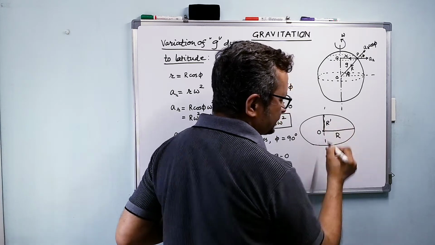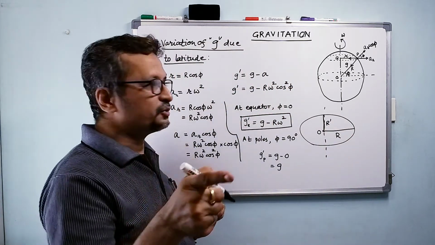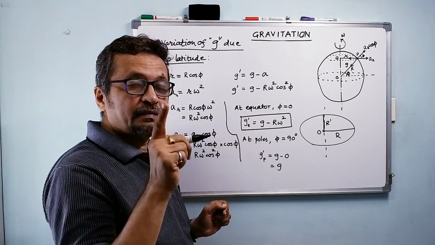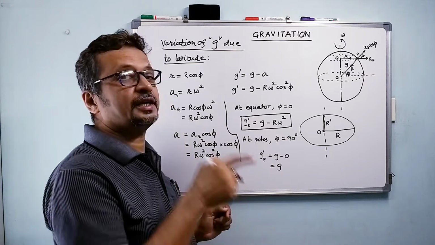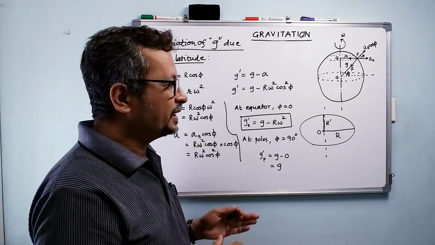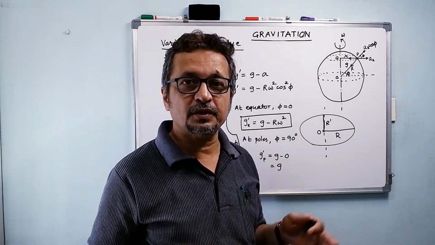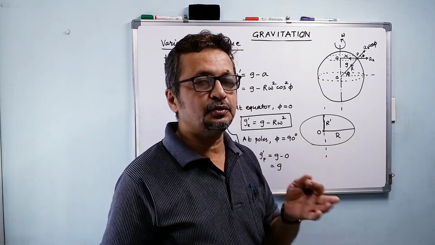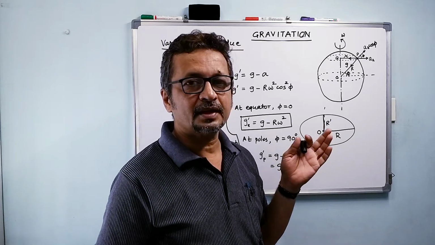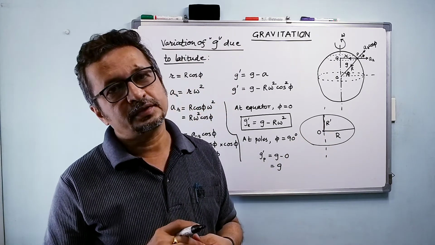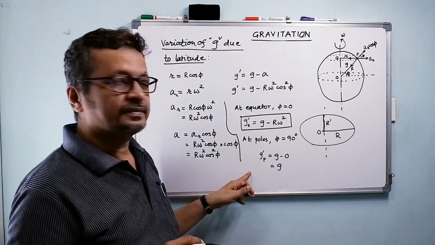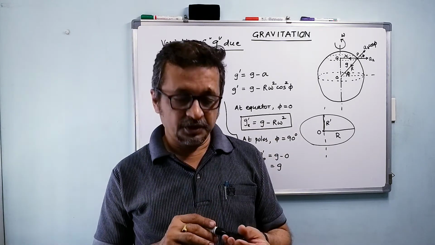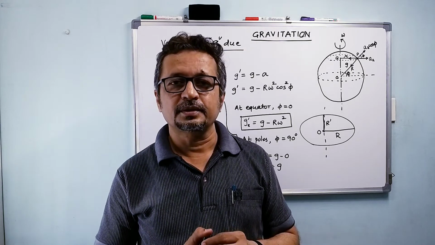Now if this is my center, then obviously this distance is r and this distance, let us say, is r dash. When you are at the pole, are you not closer to the center of Earth? So the gravitational force acting on you when you are at the poles would be maximum. The gravitational force acting on you when you are at the equator would be minimum, because the distance between you and the center of Earth is maximum. So that is one reason, and the second reason is this. So that was about the effect of g due to latitude. Thank you so much.